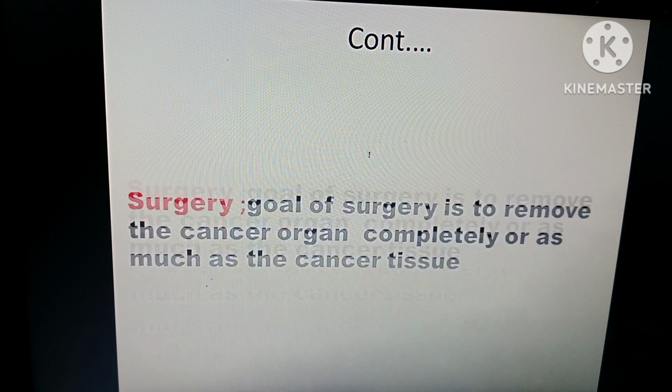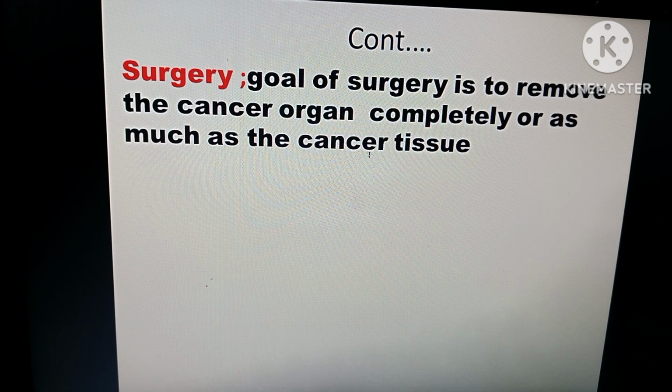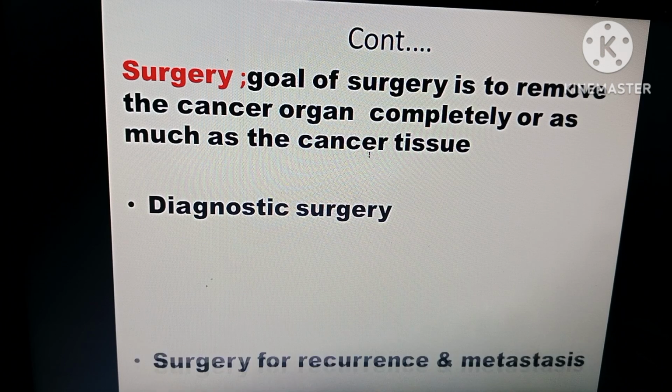What is surgery? The doctor will operate on the client. The main goal of surgery is to remove the cancer organ completely or as much of the cancer tissue as possible. In some cases, if it has already spread, we cannot go on removing one organ after another. Only as much of the cancer tissue as possible can be removed, in order to reduce the burden of cancer. Sometimes surgery is done for diagnostic purposes also. It's called diagnostic surgery.